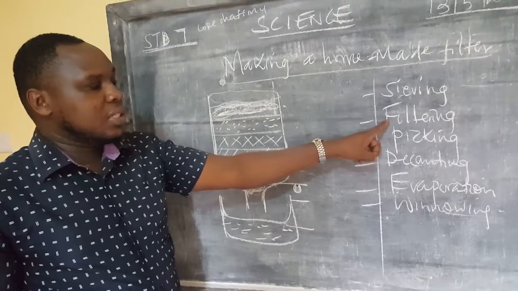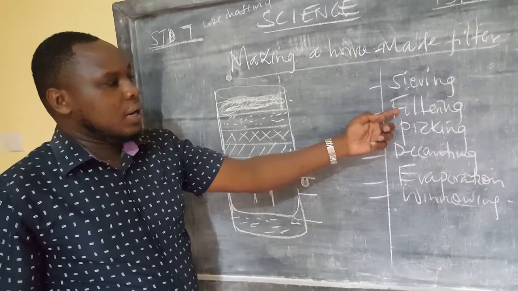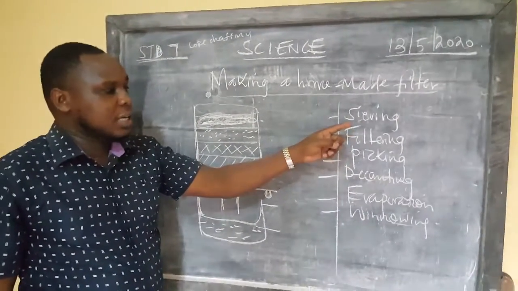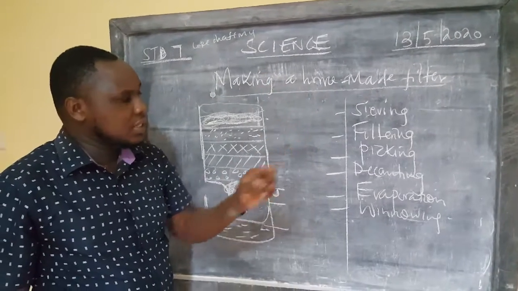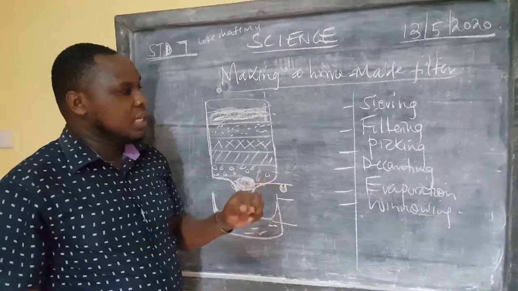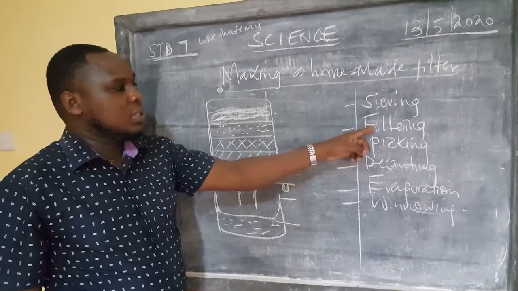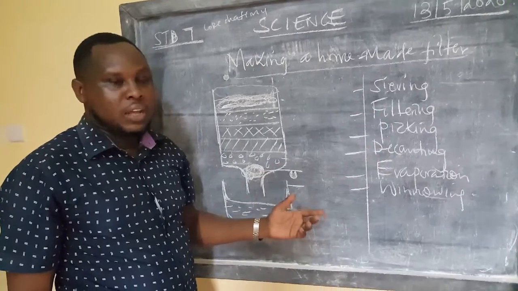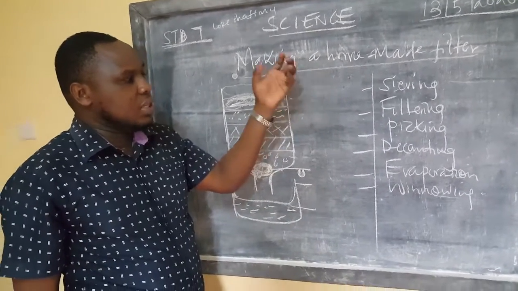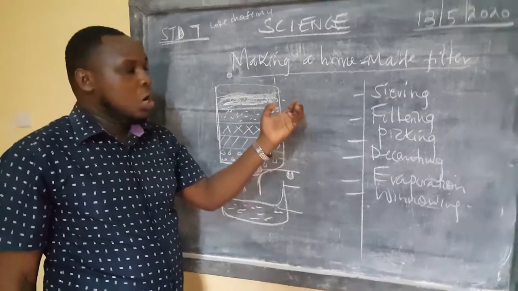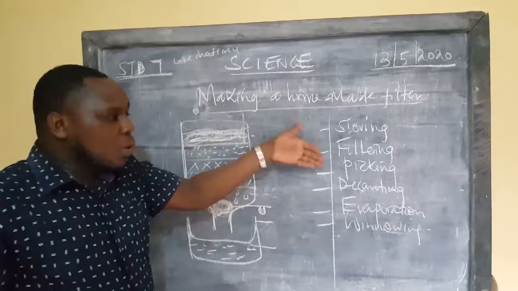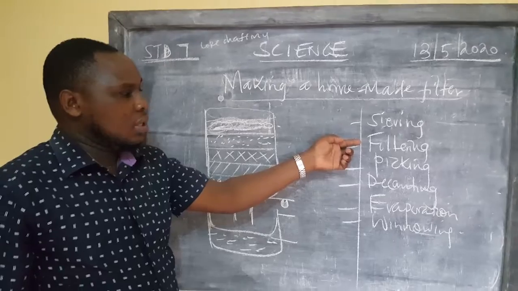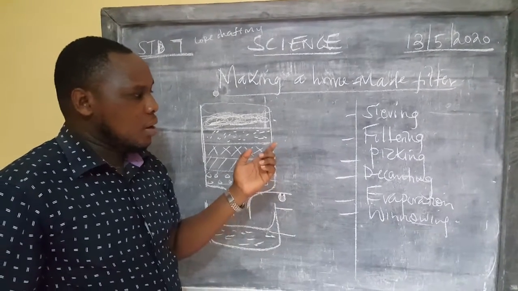In filtering, we say that the type of mixture to be separated using this is a solid-liquid mixture, whereby the solid is insoluble in the liquid. Like for example, sand and water. You can filter. You remain with the solid materials on the filter paper or even on the cloth that you're using, and then the water will be collected in the container. The water becomes the filtrate, while the solid materials are referred to as residue.